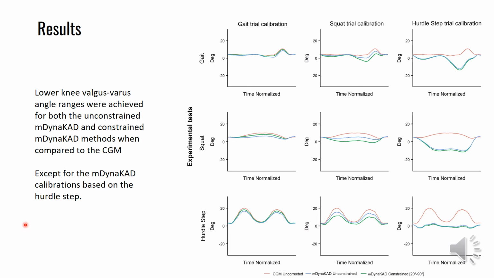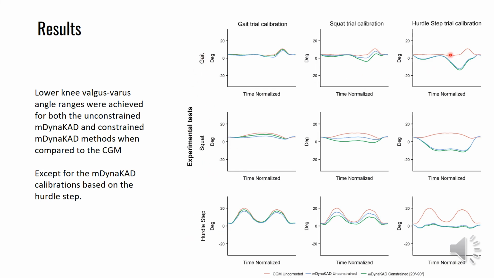However, when we look at the coronal plane kinematics of the knee, so our dynamic knee valgus varus, we can see that there is a difference. And this difference is highlighted quite well in this example. So what we have on the y-axis is the experimental tests, so the activities themselves, and then what we have on the x-axis is the calibration method used, so the offsets derived from each activity were then applied to these experimental tests on the y-axis.